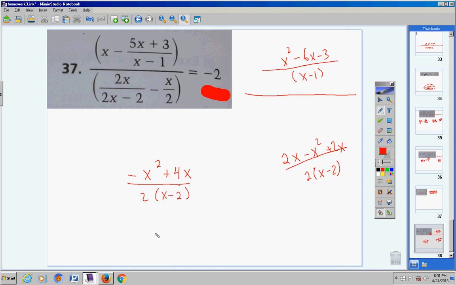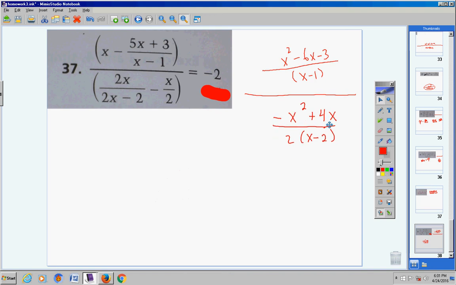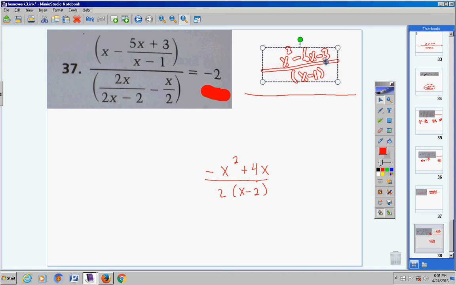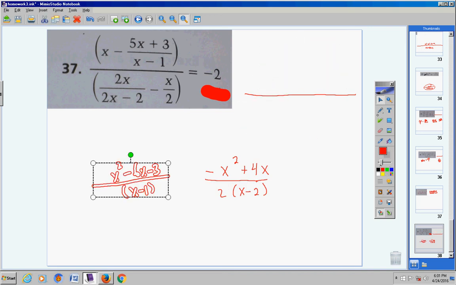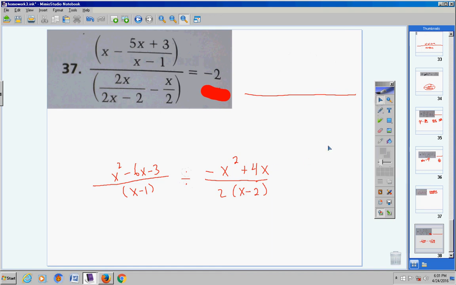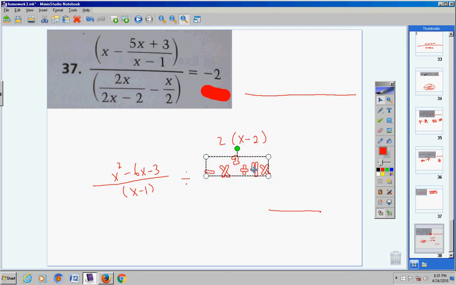Alright, so here we go. That is my entire denominator right there. So here's what we do. We're going to take this denominator here, we're going to take this numerator, and we have the numerator divided by this fraction here. So let's go ahead and switch these things around. We're flipping the second fraction.